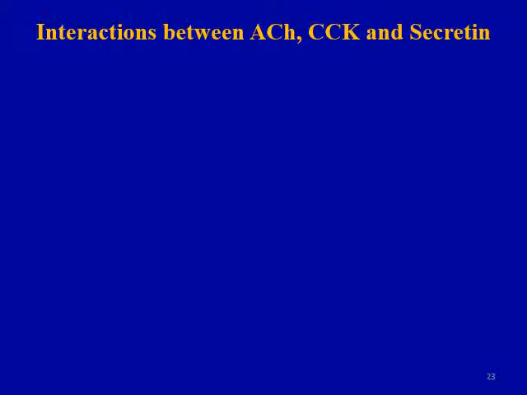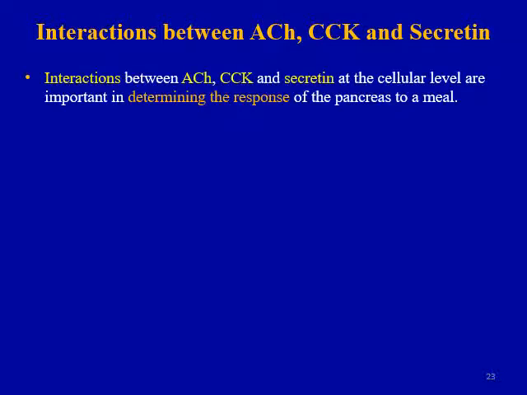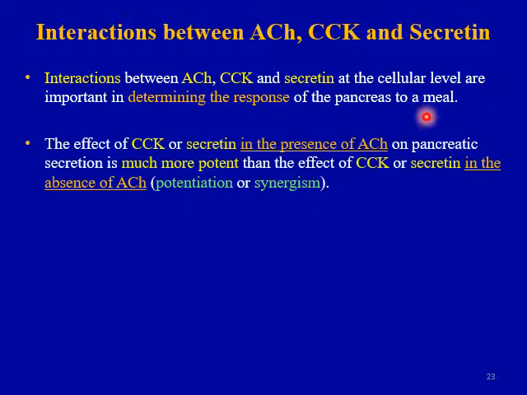Now, what are the interactions between acetylcholine, cholecystokinin, and secretin? These are the three main players in pancreatic secretion in the different phases. The interactions between them at the cellular level are important in determining the response of the pancreas to a meal. So it affects the quality of the pancreatic juice, whether enzyme-rich or bicarbonate-rich.